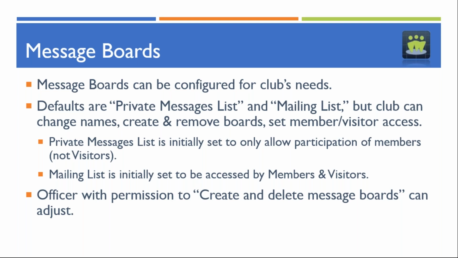The idea behind the private messages list is that it only allows members to access it, not visitors. Additionally, there's an option that is set up by default that you can override, but the default is that members can't see messages that were posted before they became members. So the private messages list is where you can talk about member candidates. Once they join, they can't see what the discussion was about them, or any of the archived discussions prior to when they were a member.